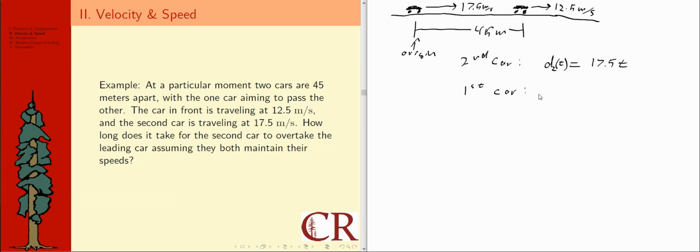Now I'm going to do a similar thing for the first car, and try to describe its distance as a function of time. We know that its rate is slower. It's in the picture, it's only going 12.5 meters per second.